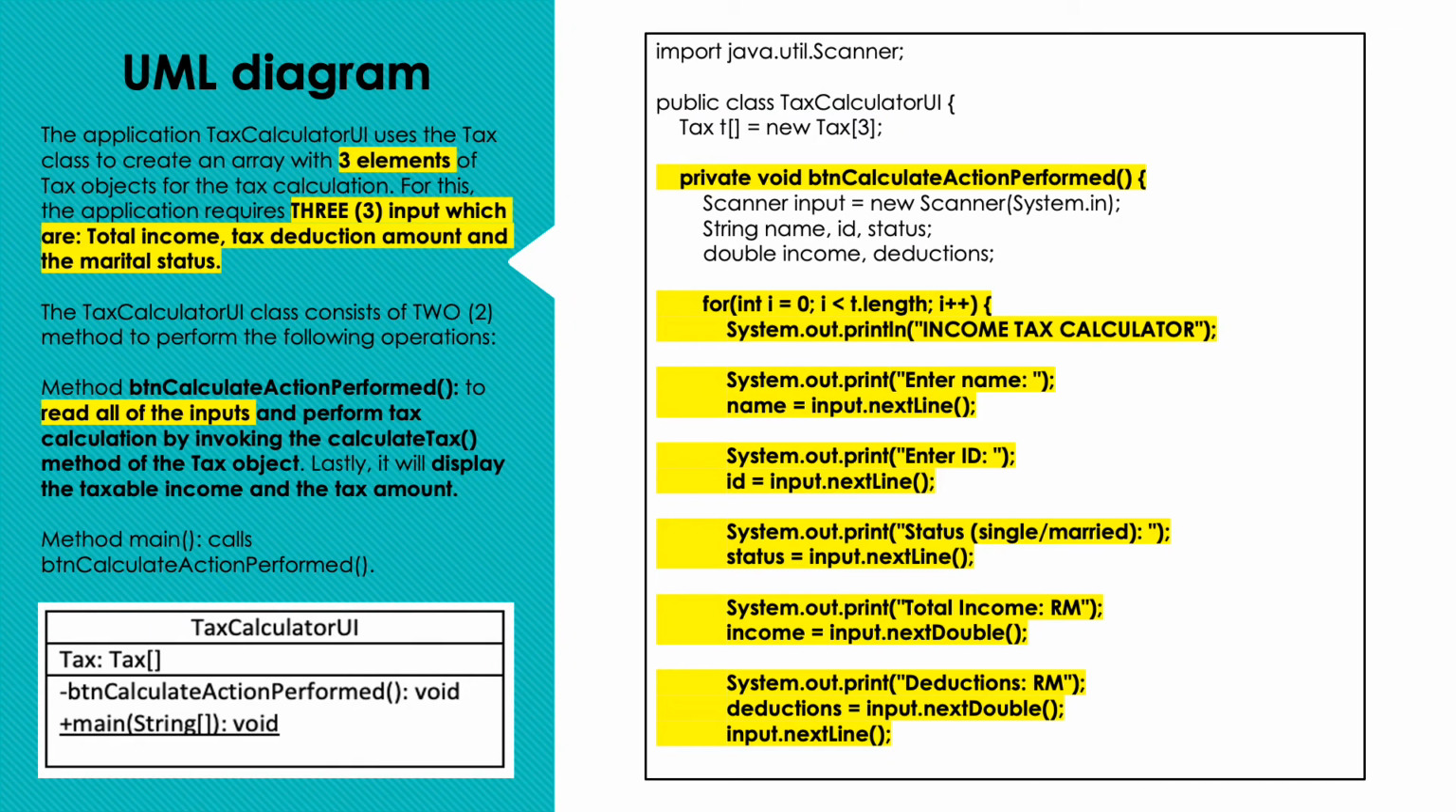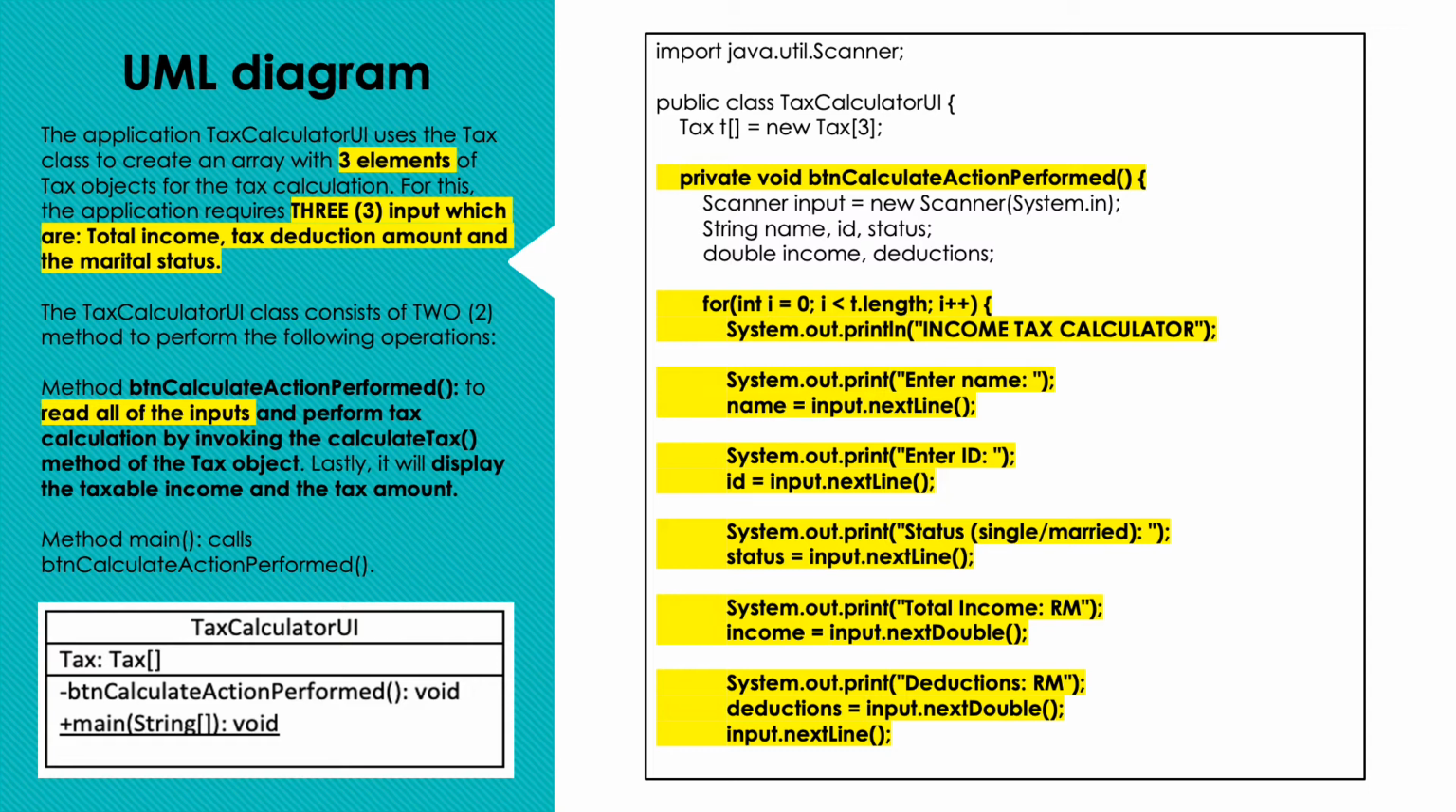Going back to the question, it says that the application requires 3 inputs, which are total income, tax deduction amount, and marital status. And then in method buttonCalculateActionPerform, it reads all of the inputs and then performs the calculation. Okay, so let's do the first one first. Read all the inputs. So that is straightforward.